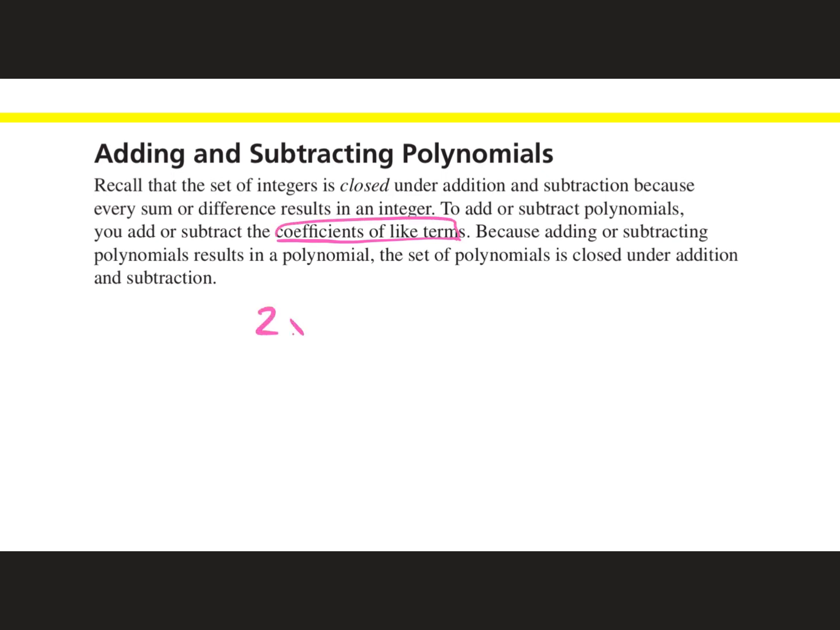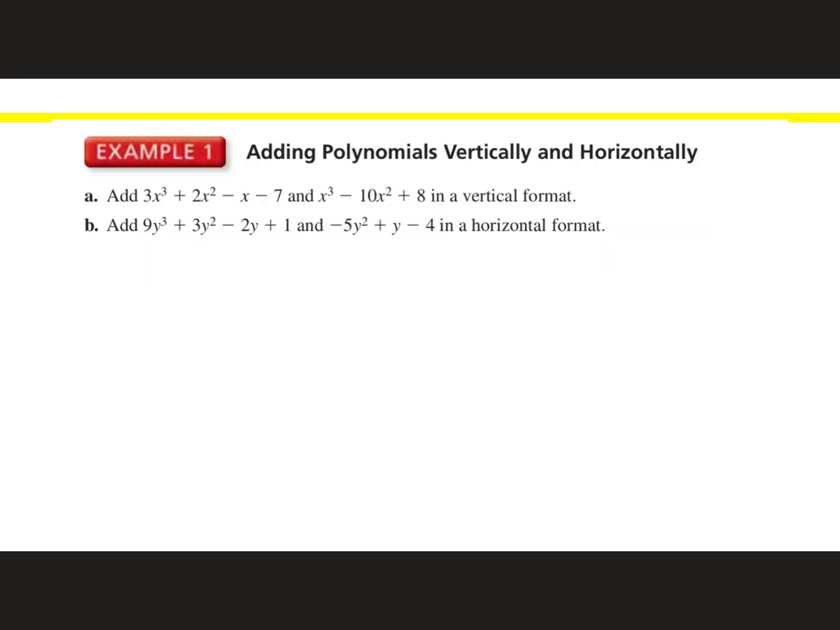If I had 2x squared plus 4x squared, what would that be? 6x squared. Perfect. The variable part stays the same. What if I had 2x squared plus x? Can't add, because they're not like terms. So we can only add like terms.